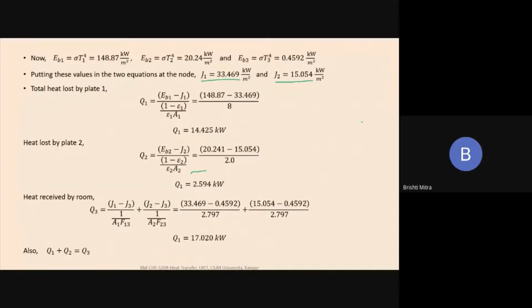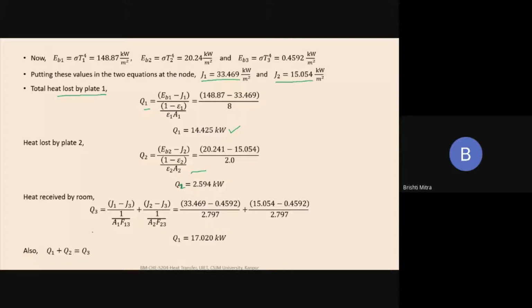Now, the question is that we are asked to find out the heat lost by plate 1. So how much heat is lost by plate 1? This is EB1 minus J1 divided by the resistance. So we now know the values of everything. I find out that the heat lost by plate 1 is 14.425 kilowatts. And heat lost by plate 2 is EB2 minus J2 divided by the resistance. So if I put in the values, I get, sorry, this should have been Q2, my mistake. Q2 is equal to 2.594 kilowatts.